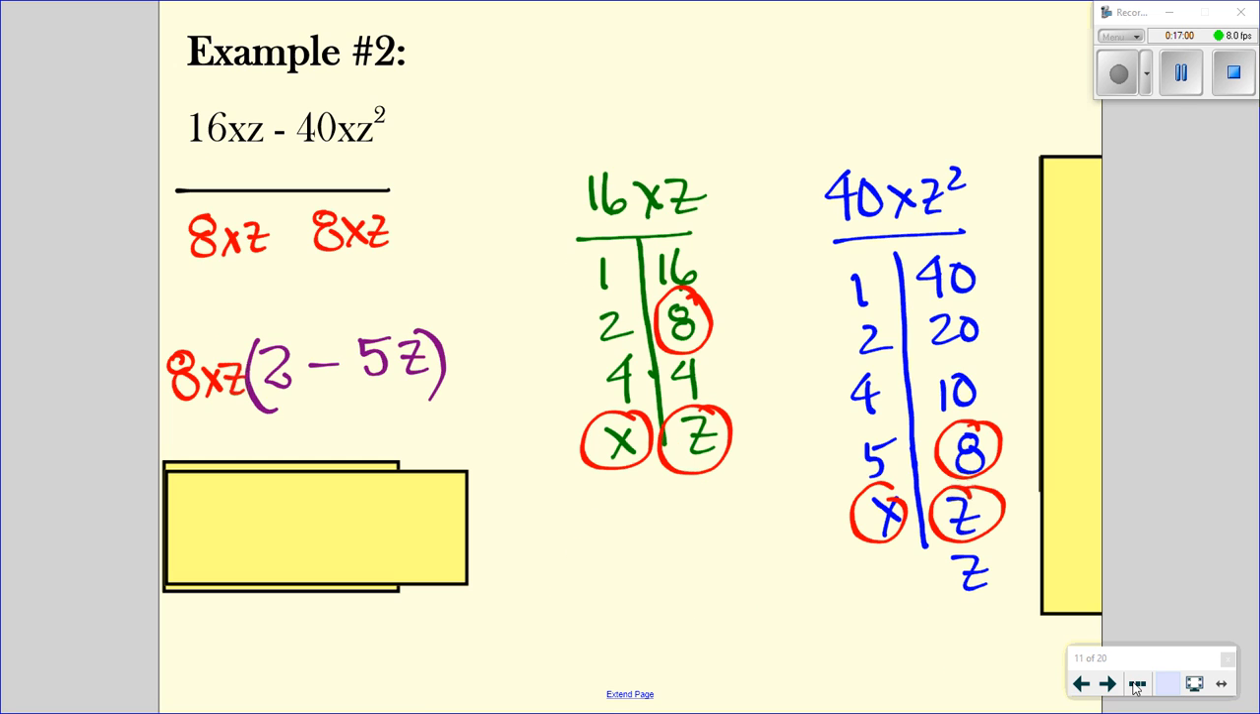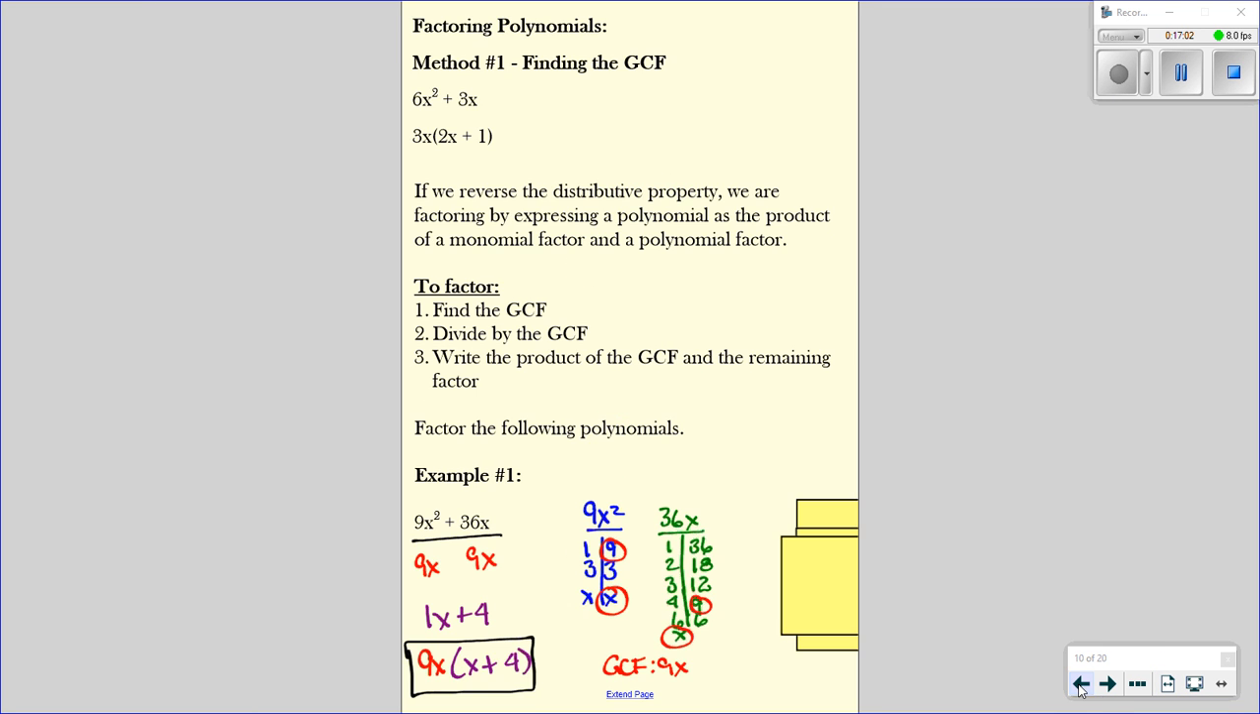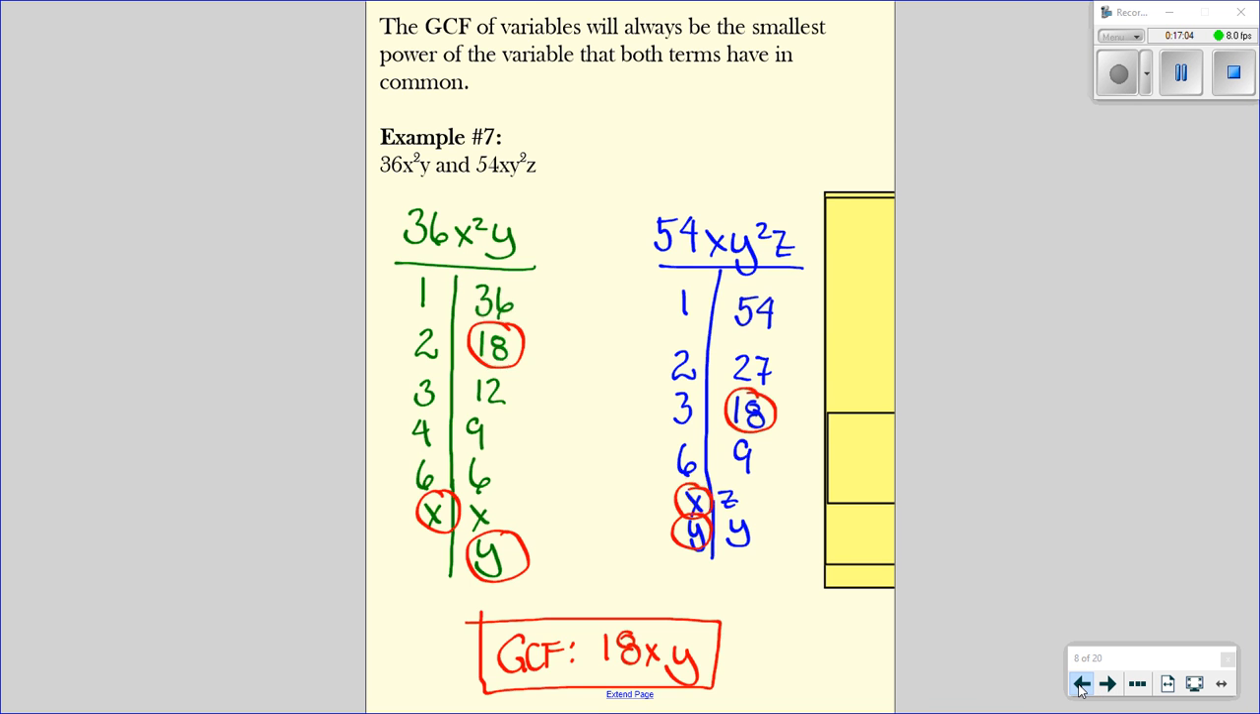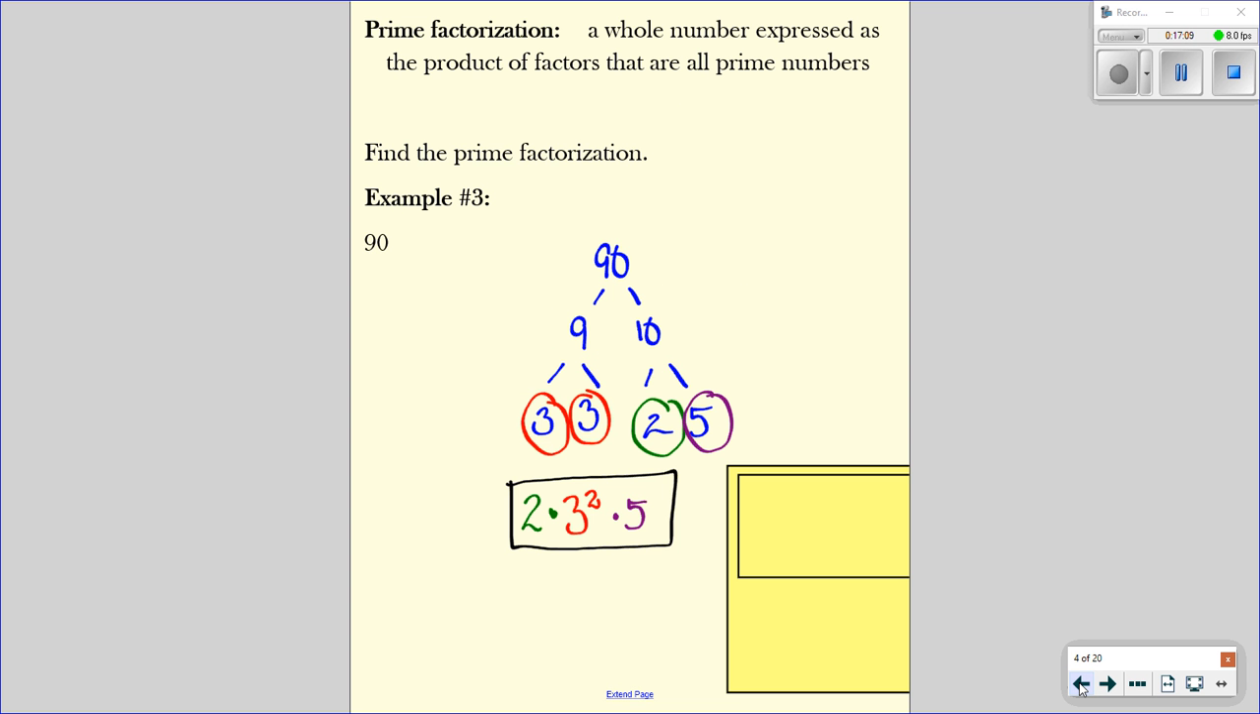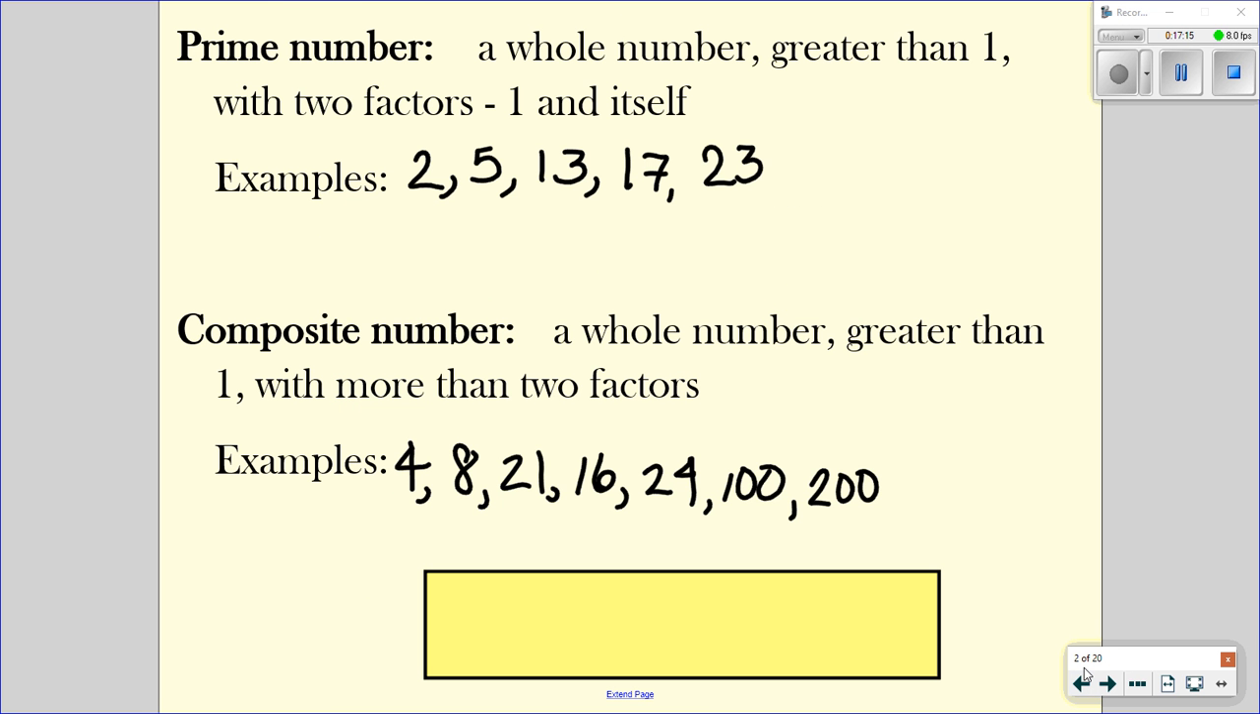So let's go back. To recap, there were two objectives that you dealt with. We were dealing with GCF, factors, and factoring with the distributive property. So you learned about prime numbers and composite. Primes is basically, when you break it down, it's just 1 and itself. And composite is when you can break the number down into factors, and there could be many factors to give you that number.